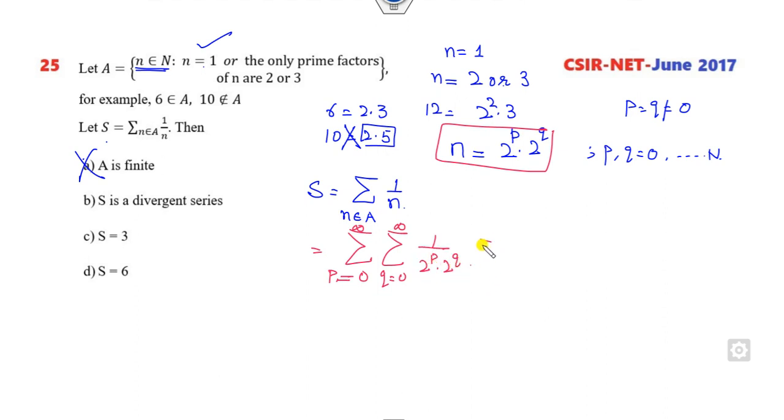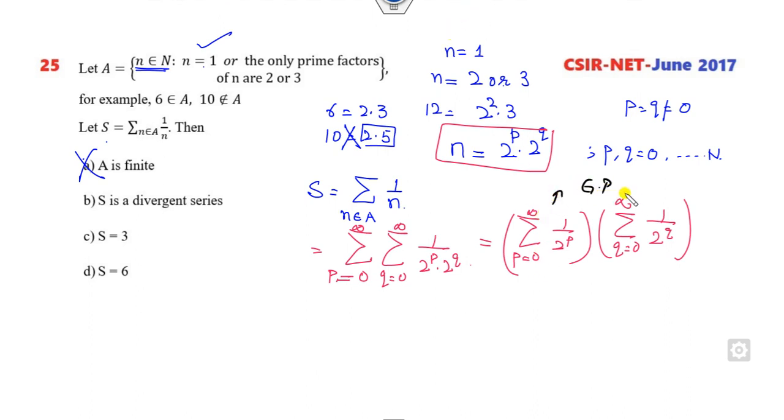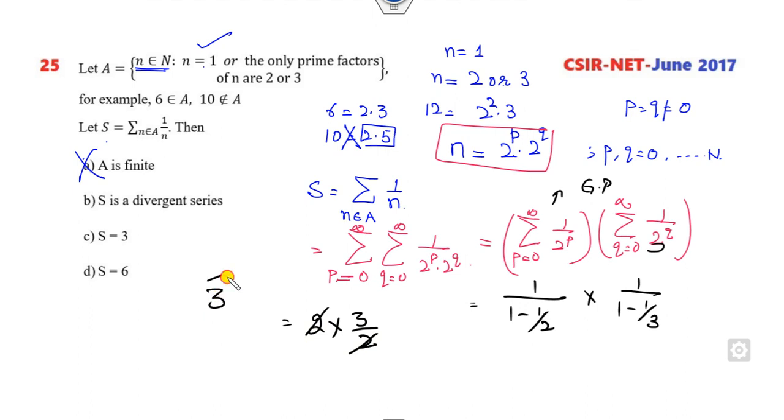So what is that? I can simply write, because they are independent, I can write this part as a separate limit, and this limit for q from 0 to infinity. So what is the answer of this? The first term is a GP. These are GP series. So the ratio is 1 over this, and 1 over this. So what is the answer of the first part? It is 2. The second part is 3 over 2. So the right answer is 3.